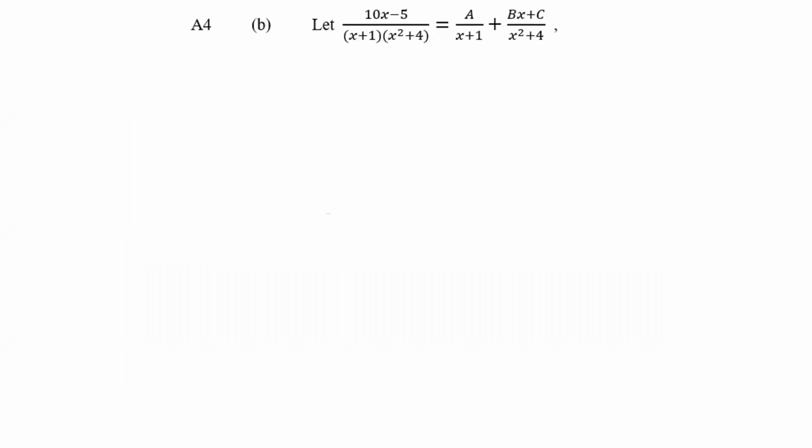But for the x squared plus 4, the numerator we need to put an x term. That's why we have a bx plus c. The whole equation multiplied by the original denominator, x plus 1, x squared plus 4. Okay, then no more fraction already lah.